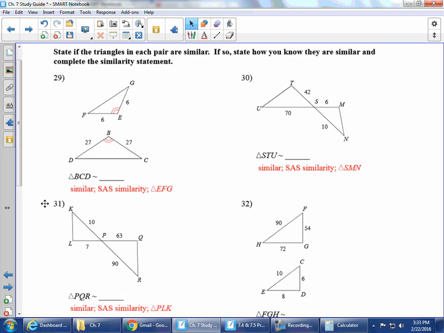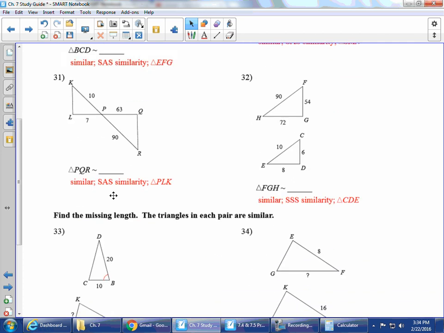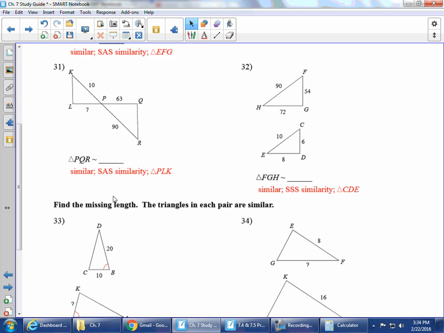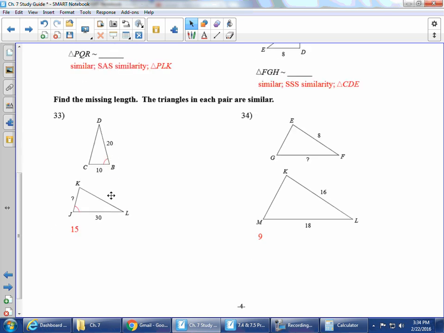Comes page 4. Now on page 4, a good thing to note is how it always says similar, side angle side similarity, and then this thing right here would go in the blank. Triangle EFG would go up there. That's what I'm going to be looking for when you do your test. Oops, sorry, I went too fast. There's 31, 32. Go down here, the bottom 2 on this page. Pause me and keep playing later if I'm going too fast.